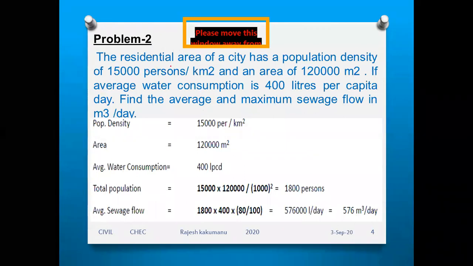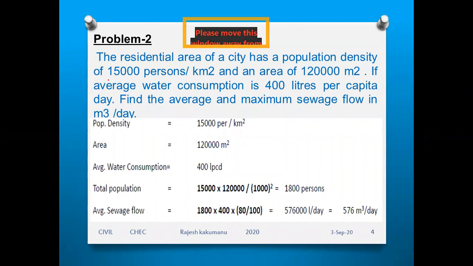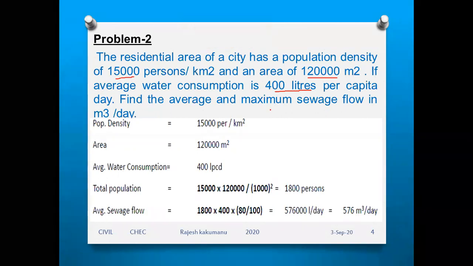Now see the second problem. The residential area of a city has a population density of 15,000 persons per kilometer square. For one kilometer square, 15,000 people are there, and an area of 1,20,000 meter square. In that, how many people are there per meter square? 15,000 people are there. If average water consumption is 400 liters per capita per day, so what is the average water consumption per day? 400 liters per capita day. Find the average and maximum sewage flow in meter cube per day. So find the average and maximum sewage flow, he said.